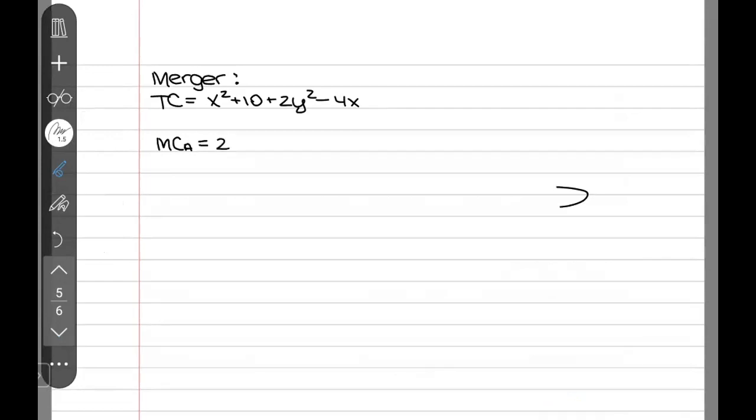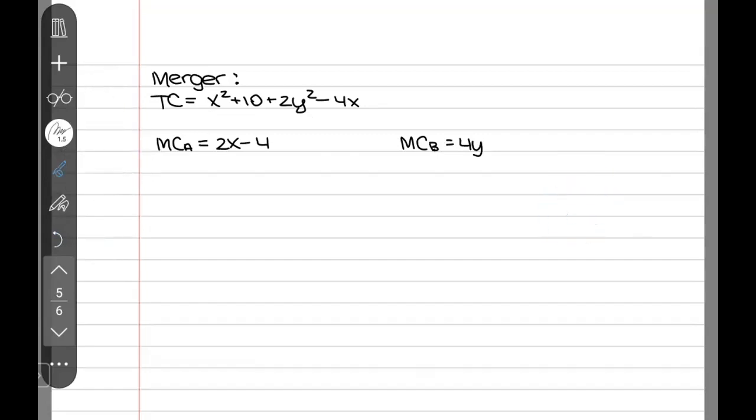First with respect to x, so that means we're going to have 2x. This becomes 0. We're deriving with respect to x, so this also becomes 0. And this becomes minus 4. And then for firm B, we derive with respect to y. So this is all constant, so that becomes 0. This becomes 4y. And this is also constant, so it becomes 0.